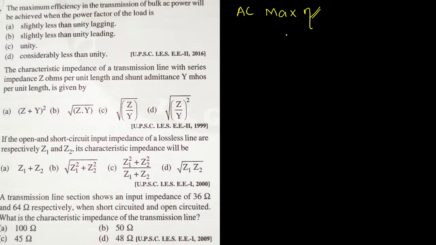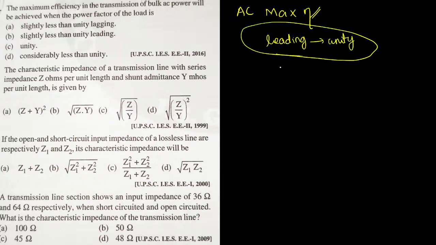So the maximum efficiency in the transmission line of bulk AC power will be achieved when the power factor of the load is close to unity. It will actually be leading, but it is getting close to unity power factor. That is the point where we are achieving the maximum efficiency.